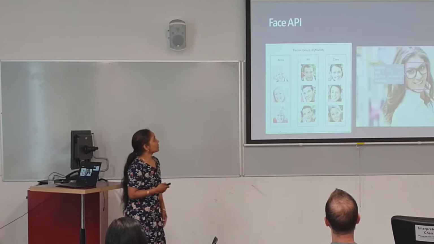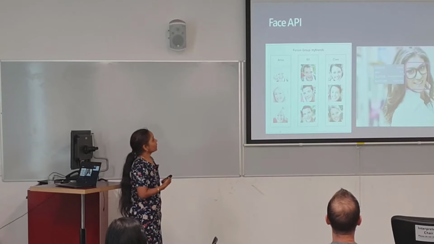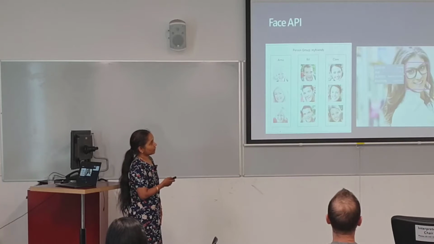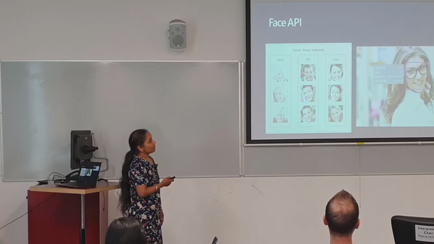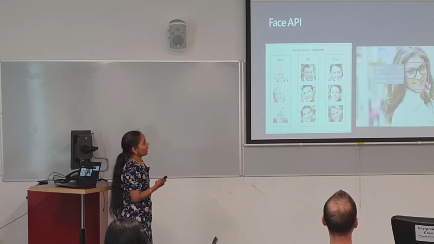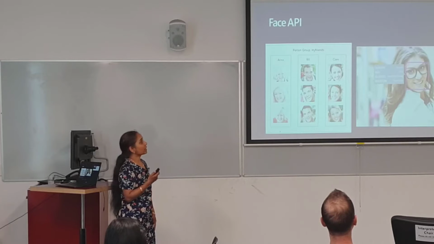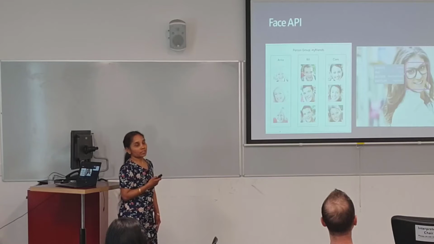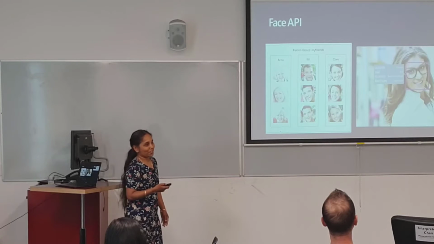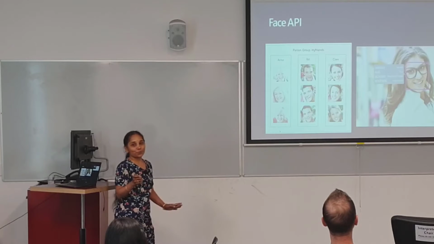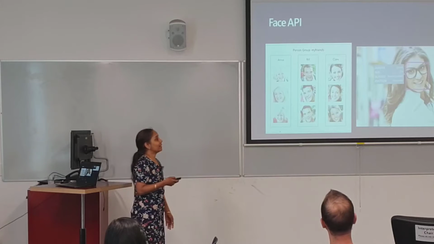Next, here this is Face API. It predicts the gender, age, whether the person is wearing glasses or not, and what the emotion is. I think if the teeth are shown, then it shows happy, and if they are not shown, neutral, that kind of stuff, sad.